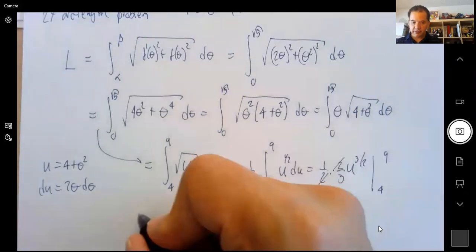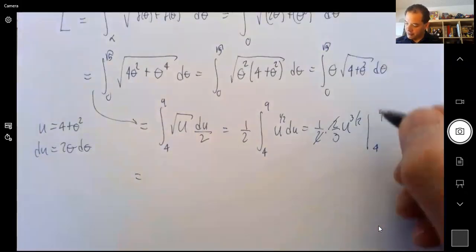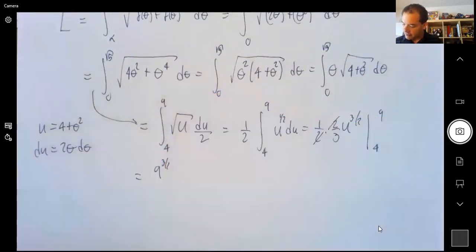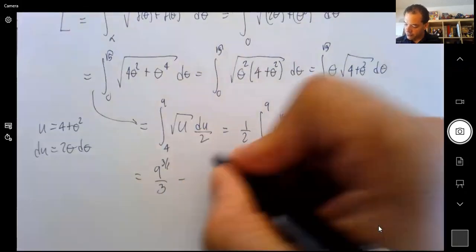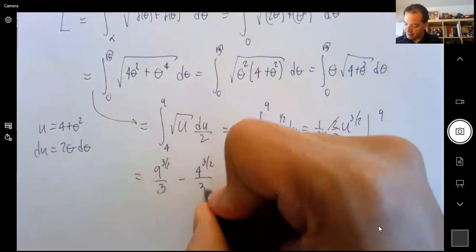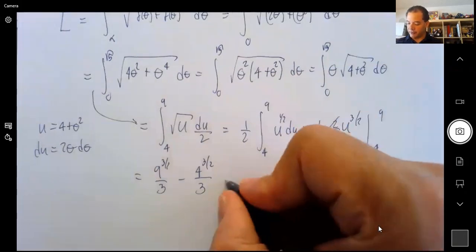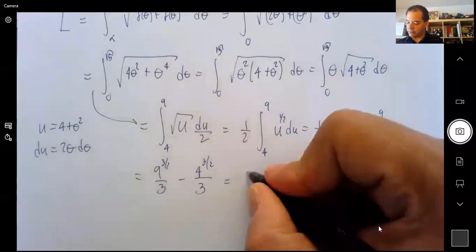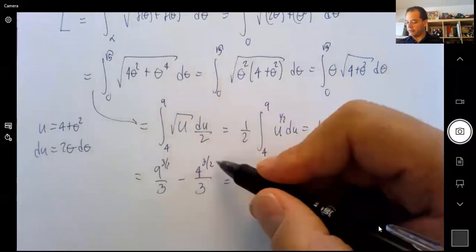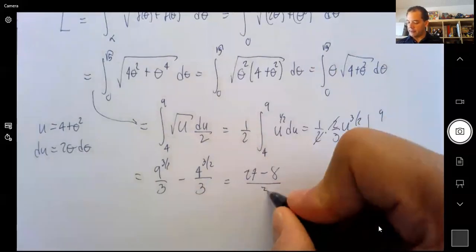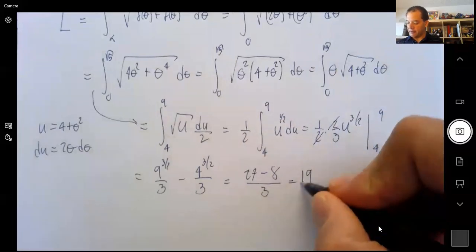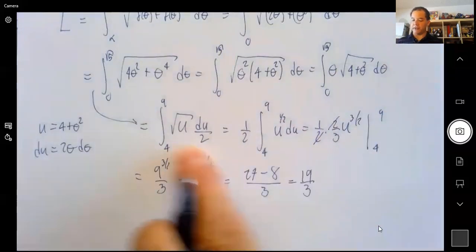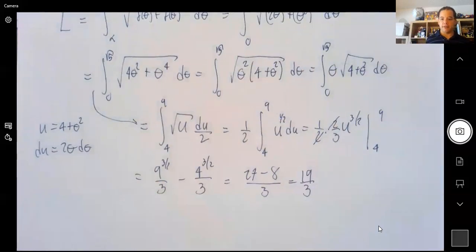And this is now 9 to the 3 halves divided by 3 minus 4 to the 3 halves divided by 3. And this is a reasonable answer. You don't need to simplify it, though you could if you want. The square root of 9 is 3, 3 cubed is 27. The square root of 4 is 2, 2 cubed is 8. And 27 minus 8 is 19. But you can stop right here. That's perfectly fine. So that's arc length of polar curves.